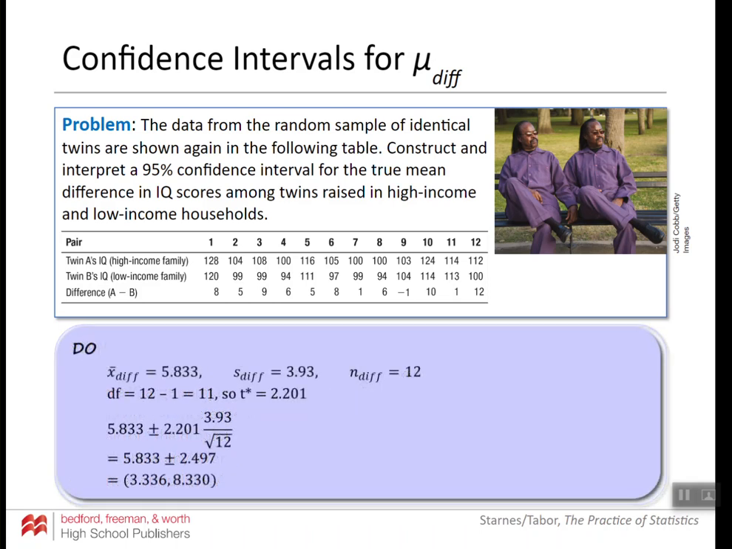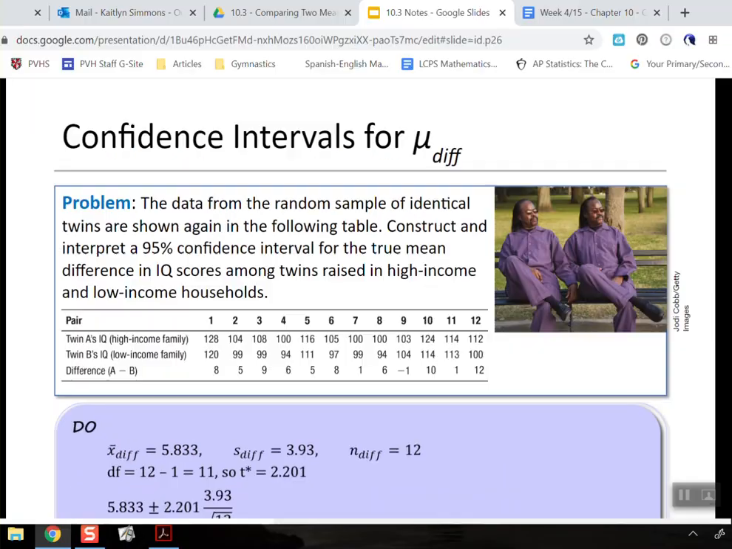If you're doing it by hand, you need the mean and standard deviation of the differences. Since there are 12 pairs, n is 12. Our degrees of freedom is n minus 1, so 11. You can find t star by doing inverse t. Plug everything in the formula and get your confidence interval. Or you can use the calculator.